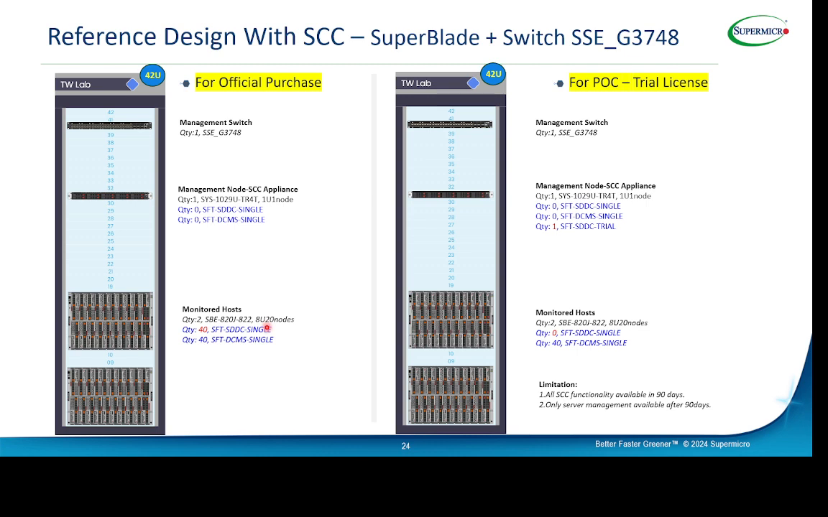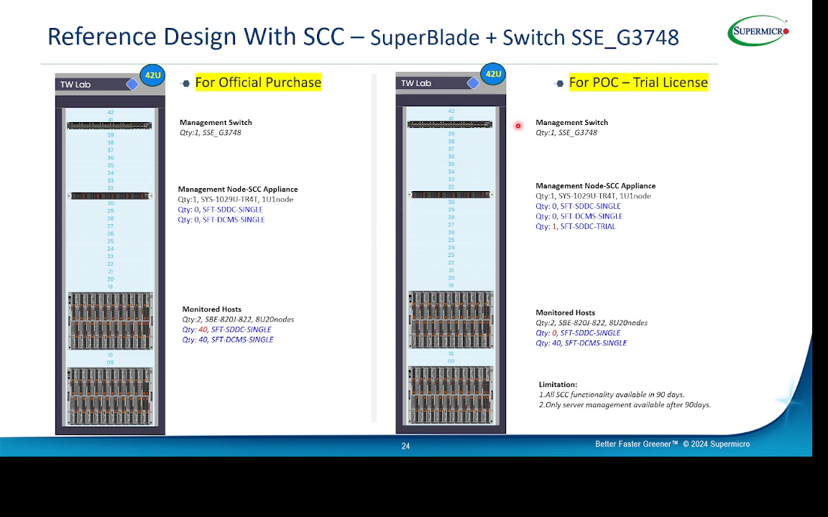So at this point, we would incur 40 SDDC single licenses and 40 DCMS single licenses, because we have 2 enclosures, 2 times 20 in each enclosure, which is basically 40 particular nodes. So we have 2 enclosures with 20 blades inside them, consuming 40 SDDC single and 40 DCMS for purchase.